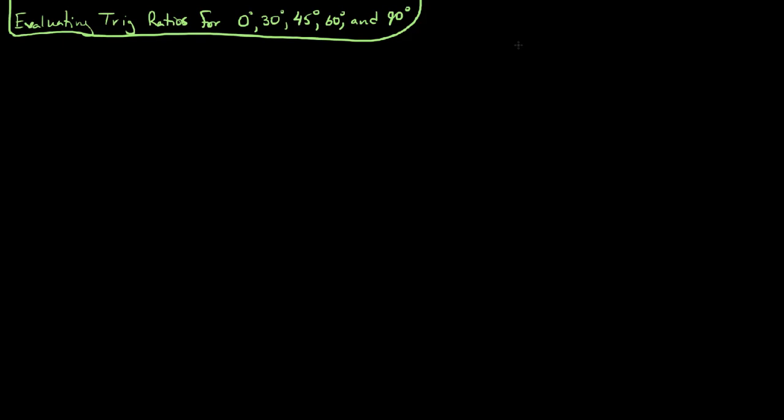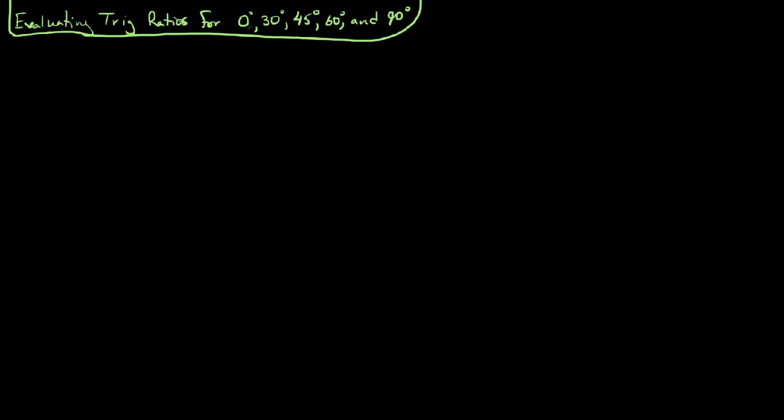Guys, in this one we're going to be evaluating our trig ratios, specifically sine, cosine, and tangent, and we're going to leave out cosecant, secant, and cotangent because I'm well aware that everybody out there on YouTube knows that you probably just need to reciprocate sine, cosine, and tangent to find those. So, we're going to be doing these specifically for the angles 0 degrees, 30, 45, 60, and 90 degrees.